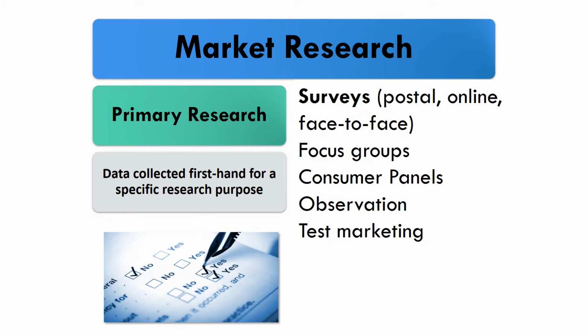So primary market research might be things like surveys, so maybe face-to-face or online or postal. You go out and gather information for a specific purpose. Also focus groups, where businesses invite people in and ask them what they think of their products. Similarly, consumer panels. Often businesses will just observe customers using their products and try to use that information to improve their marketing. Often they will give people products to use as a test marketing process and then use that information to further improve the product. So these would be first-hand ways of collecting data, primary research.